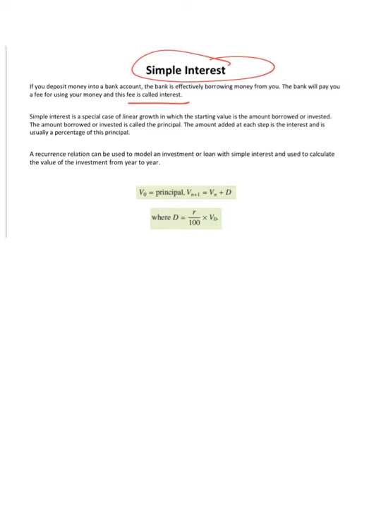Simple interest is a special case of growth in which the starting value, remember, starting value is V0, is the amount borrowed or invested. So let's say I deposit $1,000 into a bank account. The bank will pay me a certain amount of interest at regular periods. So they may pay me 10% per year, or they might pay me 5% per year. It depends on the loan, but they will pay you a certain interest rate for borrowing that money.